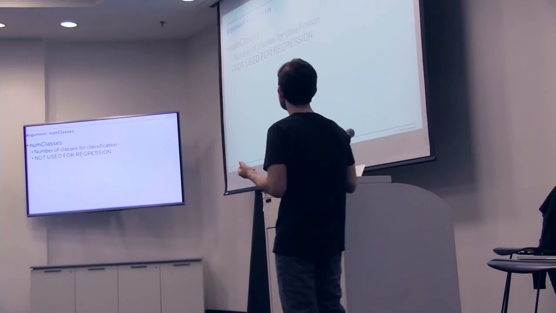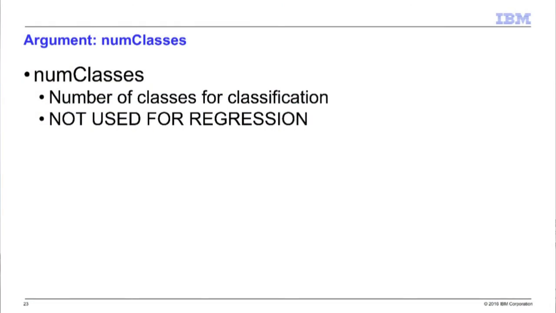Okay. Num classes is just the number of classes when we're trying to classify. If we have a binary classifier, it's going to be 2. And the important note is don't use this for regression. Regression is for continuous. It's not going to be for number of classes.